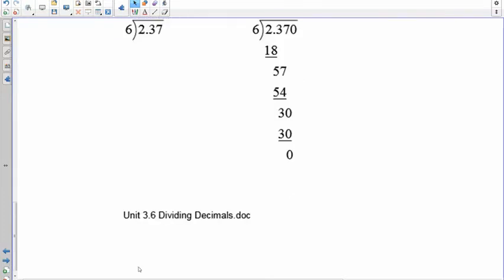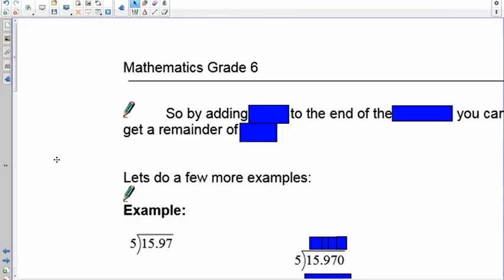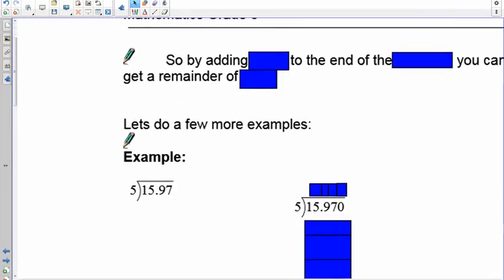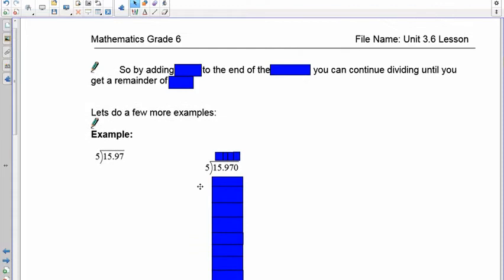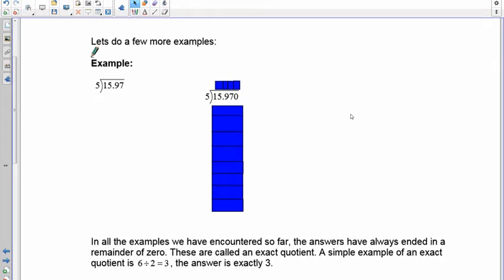Okay? Now, it's time for you to try one. By adding zeros to the end of the dividend, you can continue the dividing until you get a remainder of 0. All right, so I'd like you to pause the recording and do 15.97 divided by 5.